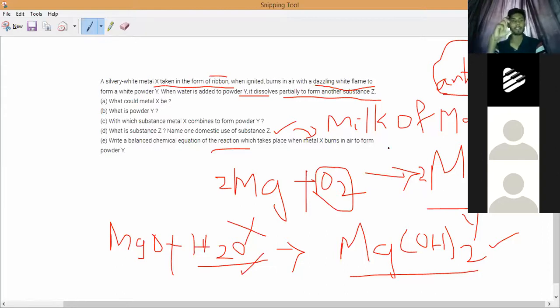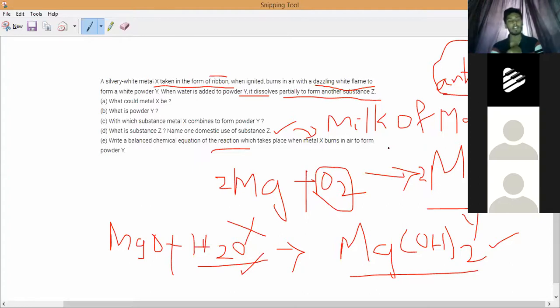If you take antacid syrup, you may have seen the pink syrup. Have you noticed it? Yes, sir. If you are getting acidity or indigestion, if food is not digesting properly, we take that syrup or liquid or tablet. They contain magnesium hydroxide. That is the use, because it is an antacid, basic in nature.